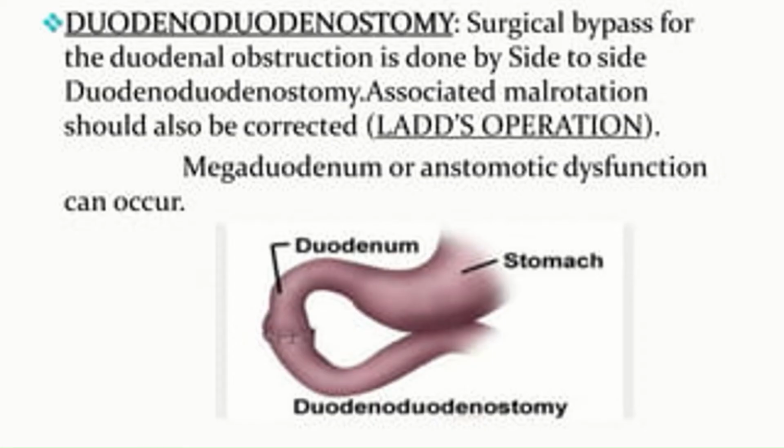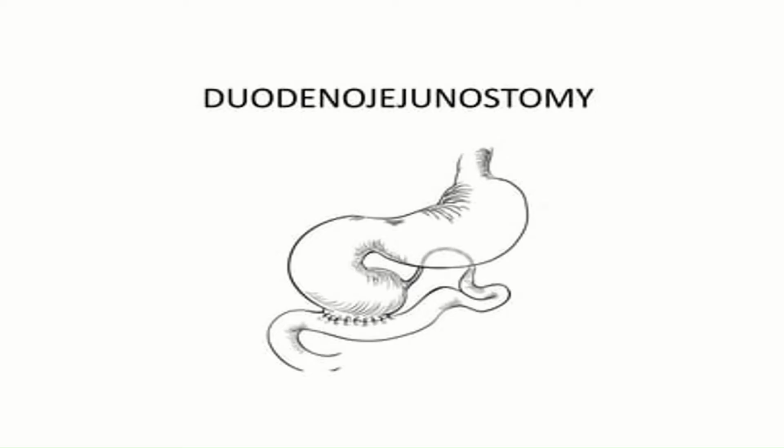Now, duodenoduodenostomy is the common surgical procedure for duodenal atresia. Here, the surgical bypass for the duodenal obstruction is done by side to side duodenostomy. Associated malrotation should be corrected, and that is called the Ladd's operation. In this procedure, megaduodenum or anastomotic dysfunction can occur. Another procedure is duodenojejunostomy, and it is only performed if duodenoduodenostomy is not possible due to certain reasons. It has equivalent outcomes but more post-operative complications.